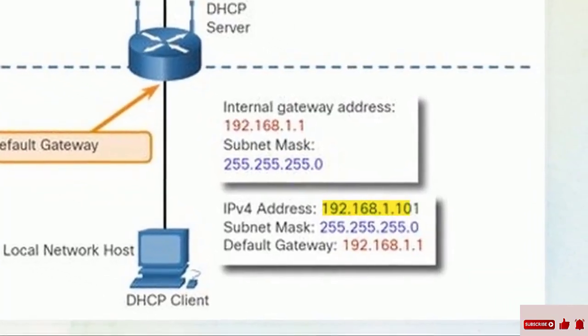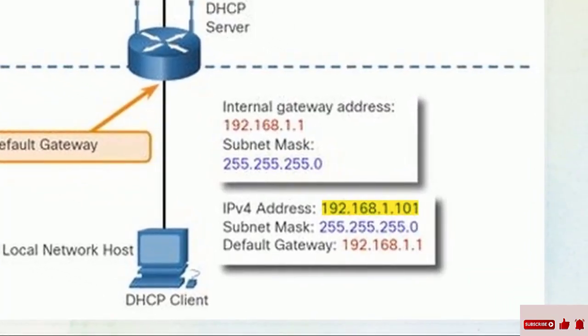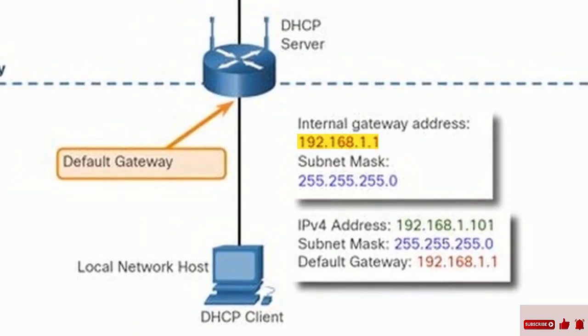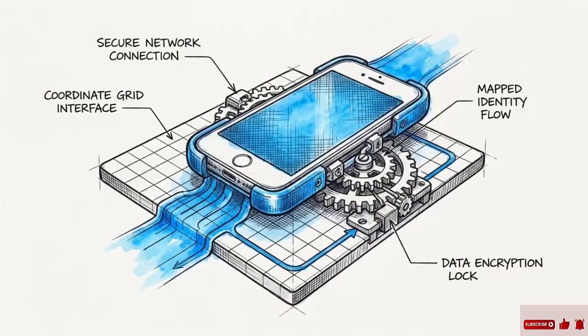As shown here, it provisions the IPv4 address and subnet mask. Crucially, it maps its internal IP, 192.168.1.1, as the default gateway, declaring itself the subnet's exit node. The host now possesses a fully mapped local identity.